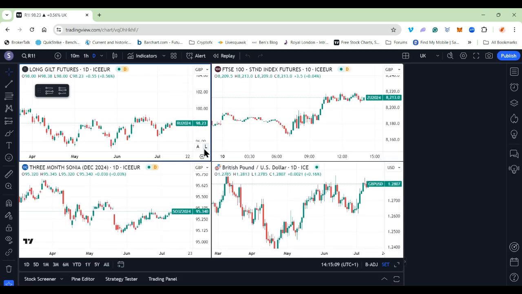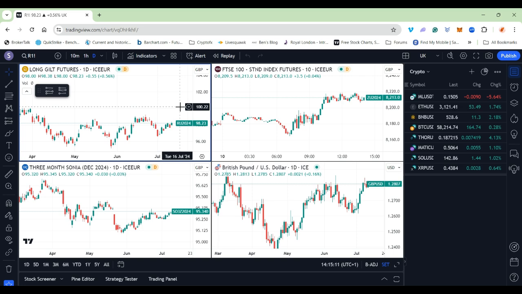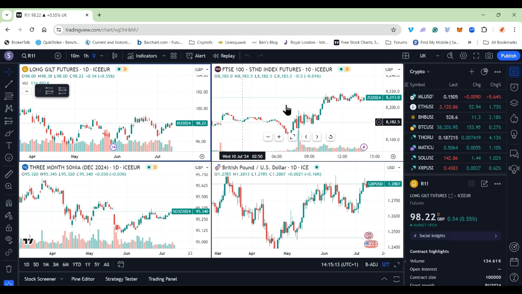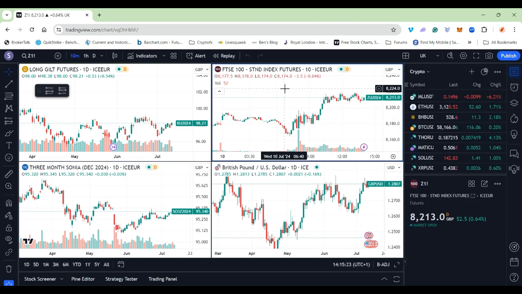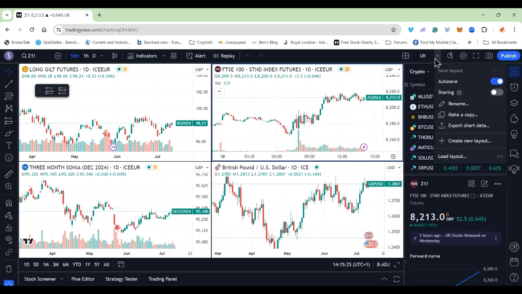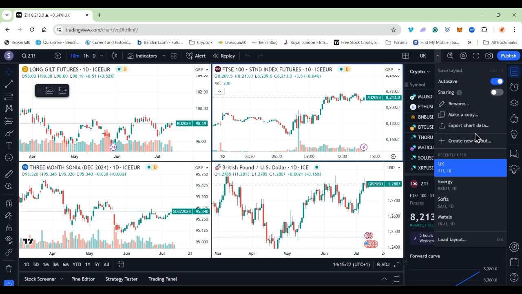This is one of my layouts that loads up straight away. This is my UK layout. You can choose how you want things laid out by selecting up here how many charts you want on a page. I like to have 4 like this in a little grid. Totally up to you, trader's choice. And then you can add layouts by creating a new layout. I've got many layouts: energies, softs for different markets, metals. So you can just flick through them nice and easily. You can even have single stocks, etc.